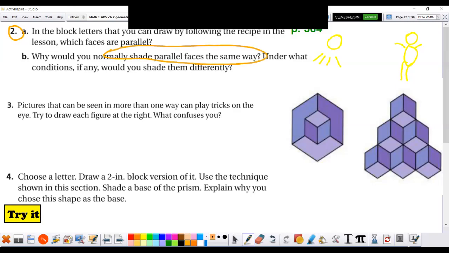So here's what I'm kind of thinking. Under what conditions would you shade them differently? What is the secret to that? Why would you shade parallel faces the same way? Well, number 3 kind of goes with it. Number 2, it's kind of like, how do you answer it? But let's look at number 3.